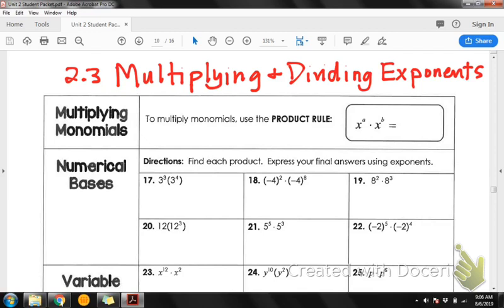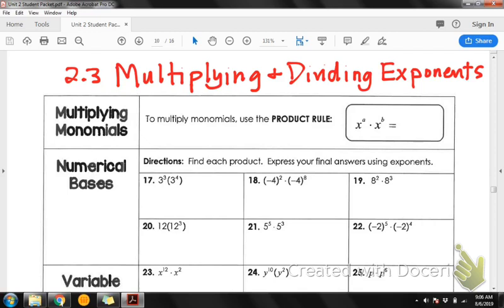Multiplying and dividing exponents. Okay, I'm not super concerned with whether you know if this is called the product rule or the division rule, or with you knowing the names of the rules. I just want you to know how things work. So if we look at this, it says multiplying monomials.